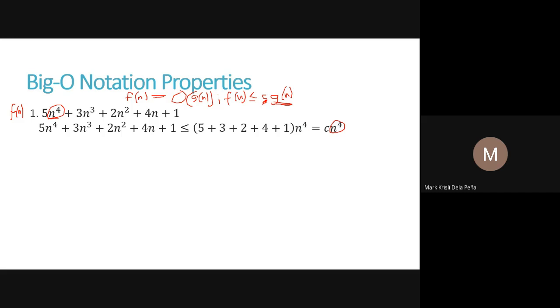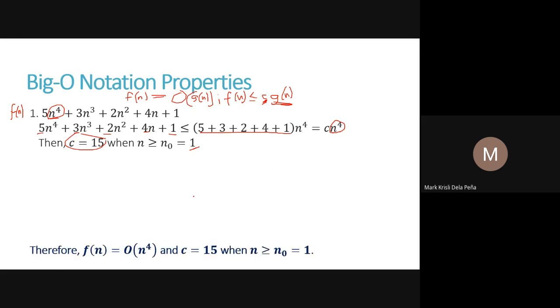And how do we get that? Simply add all of the constant coefficients of the terms. So that's 5 plus 3 plus 2 plus 4 plus 1, and that will be our c, which is equal to 15. And again, our n sub 0 here is equal to 1. As long as the function will not be equal to 0, then we will use n sub 0 equal to 1.